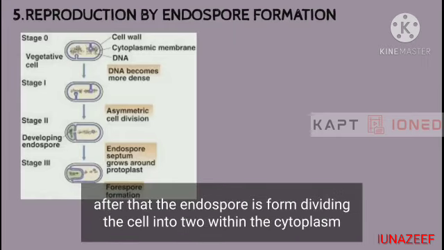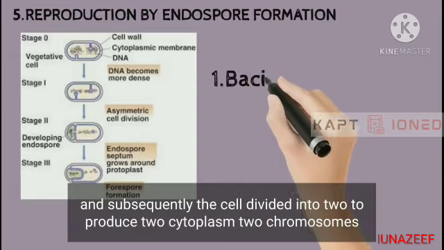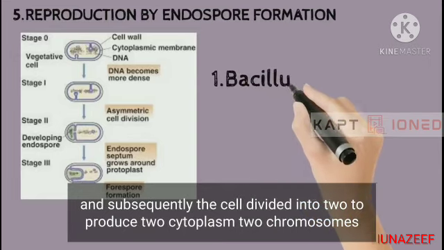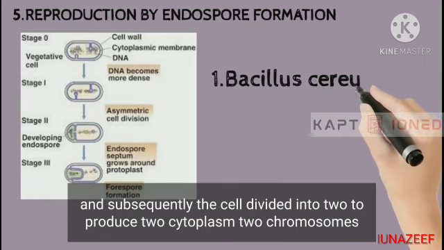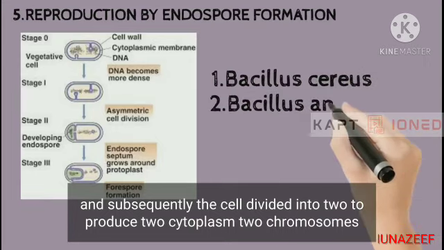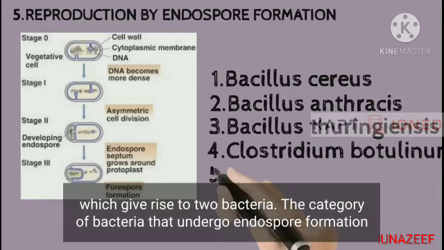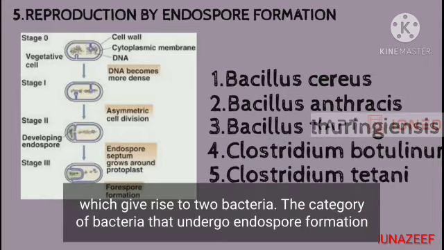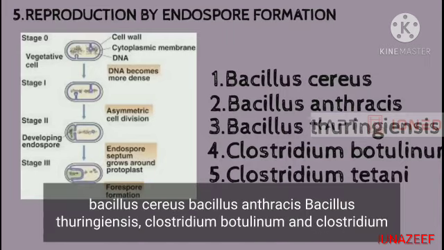After that, the endospore is formed, dividing the cell into 2 within the cytoplasm, and subsequently the cell divides into 2 to produce 2 cytoplasm, 2 chromosomes, which give rise to 2 daughter bacteria. This category of bacteria that undergo endospore formation includes Bacillus cereus, Bacillus anthracis, Bacillus thuringiensis, Clostridium botulinum, and Clostridium tetani.